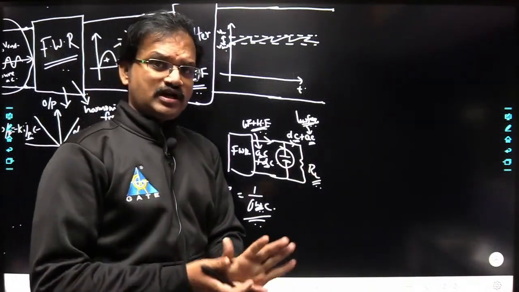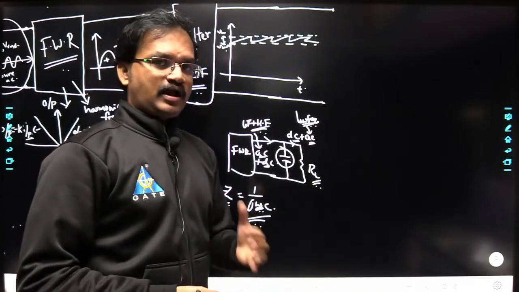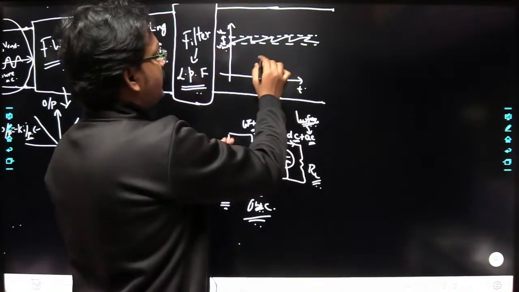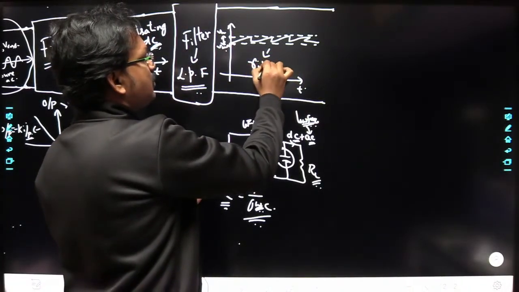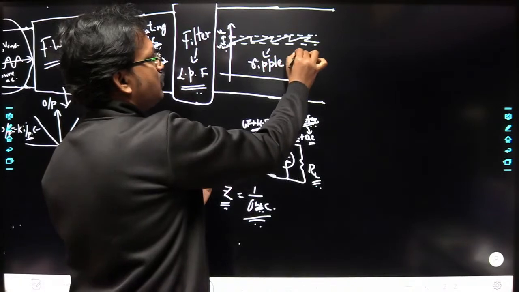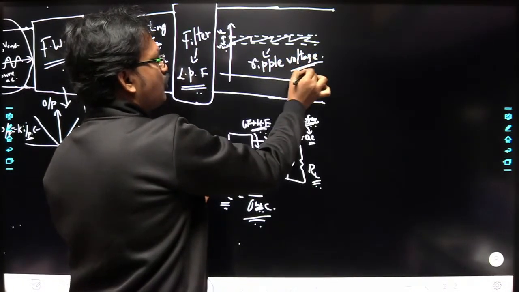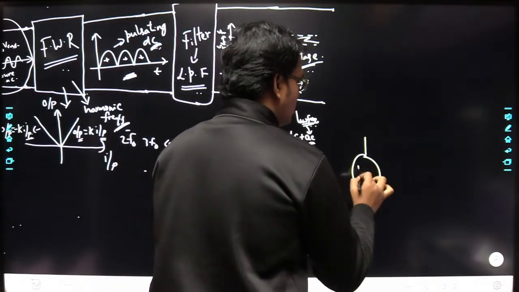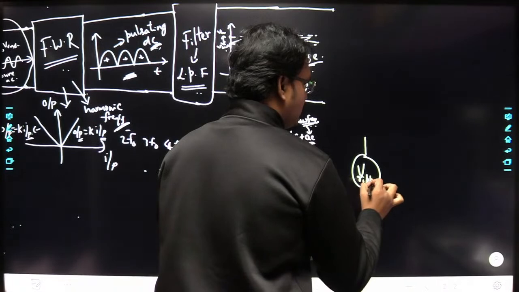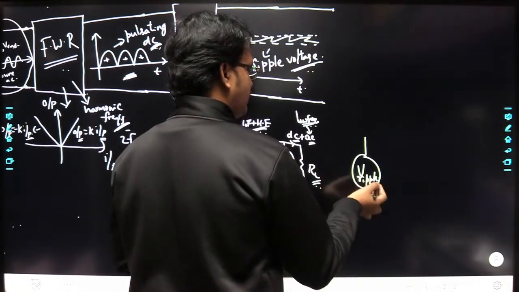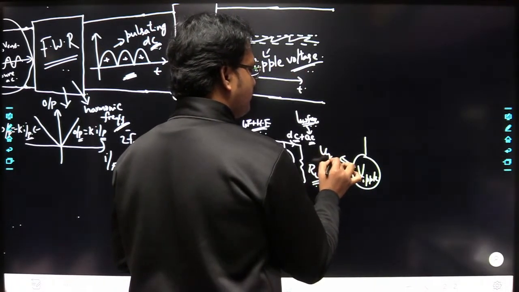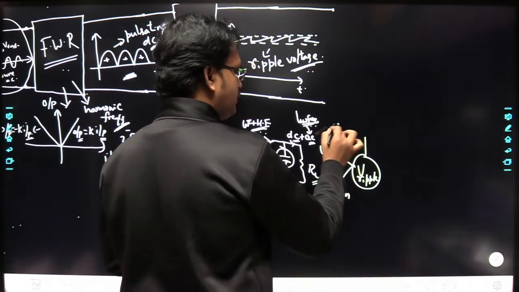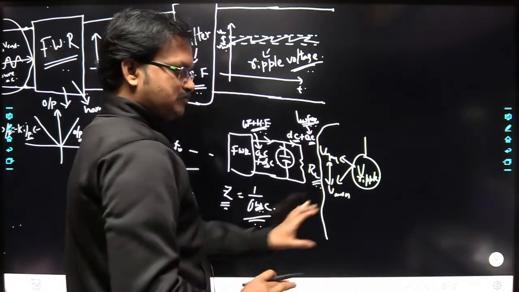We know the Zener diode, or not? I hope you have at least some minimum idea about the Zener diode. Now, if I apply this ripple voltage, this is nothing but some ripple voltage. I am going to take this ripple voltage signal, V ripple. It is going to vary from some V maximum to V minimum.